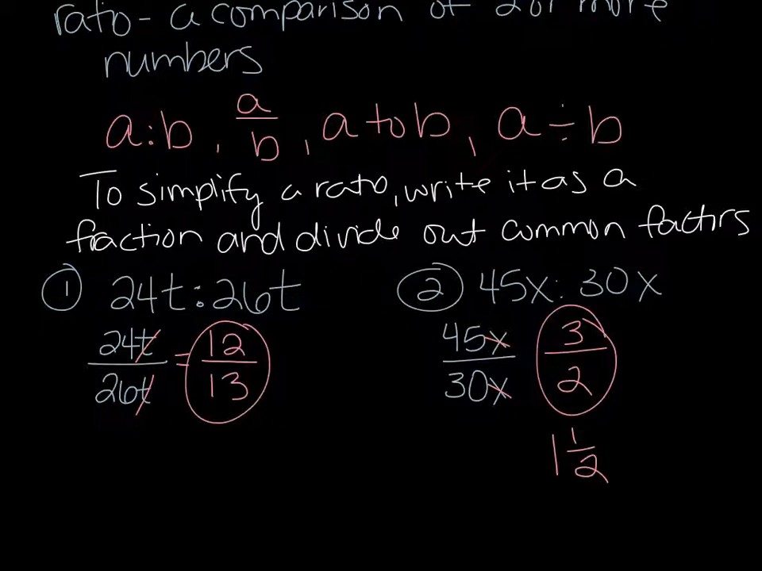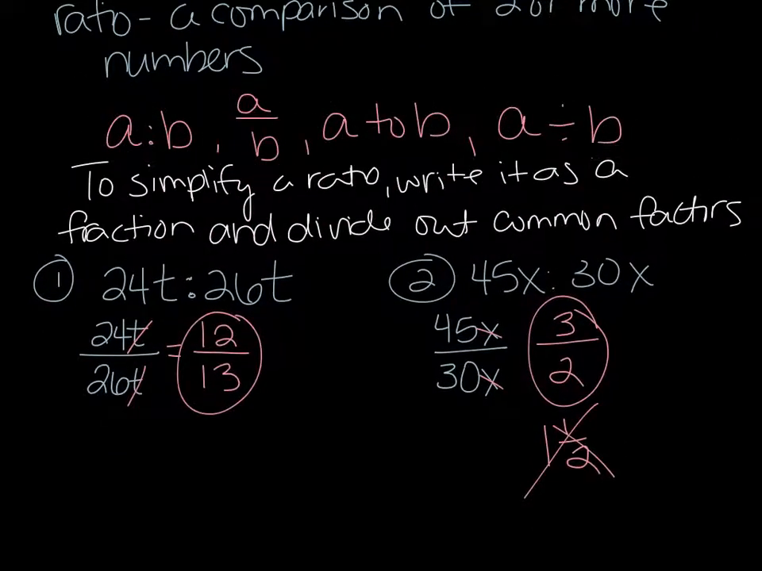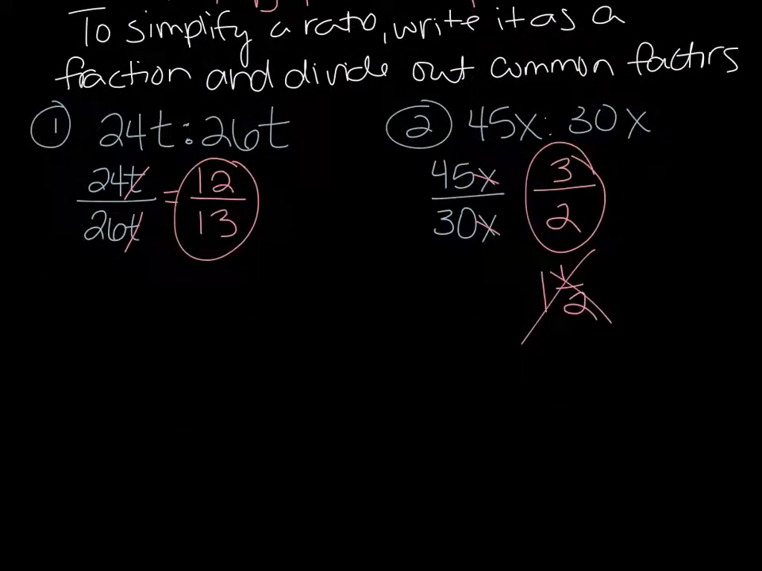Is 1 and 1/2 a ratio? No, because I'm not comparing two numbers, right? It'd be 1 and 1 to... right? It's not a ratio. So today, good news, you don't have to do that extra step. Even if you want to, you can't because it's not a ratio. Mixed numbers are not ratios. So you have to leave them as an improper fraction. Make sense? Okay, let's try some more. Number 3.